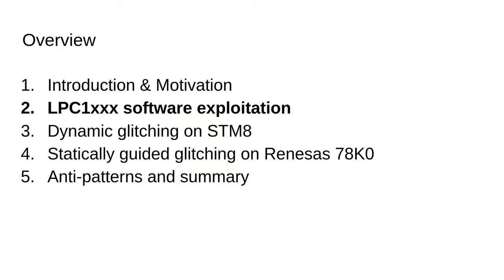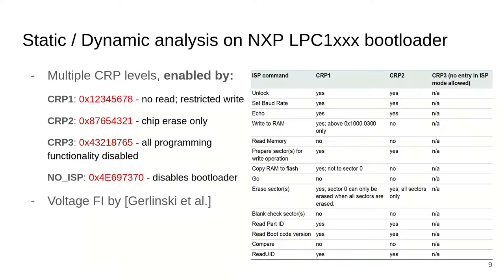Now, the first target, the LPC1343. It has multiple CRP levels, which are only enabled by certain values. CRP1 has restricted write access and no read access to the chip. CRP2 basically limits the functionality to a chip erase. On CRP3, the chip is fully locked, so there's no programming functionality.